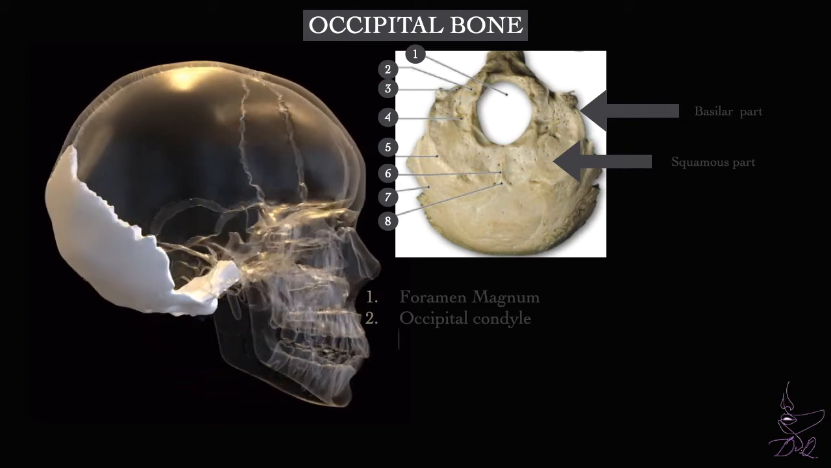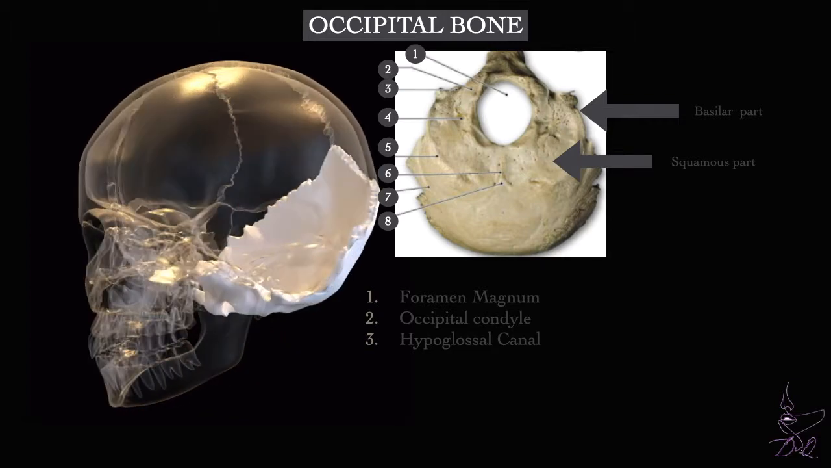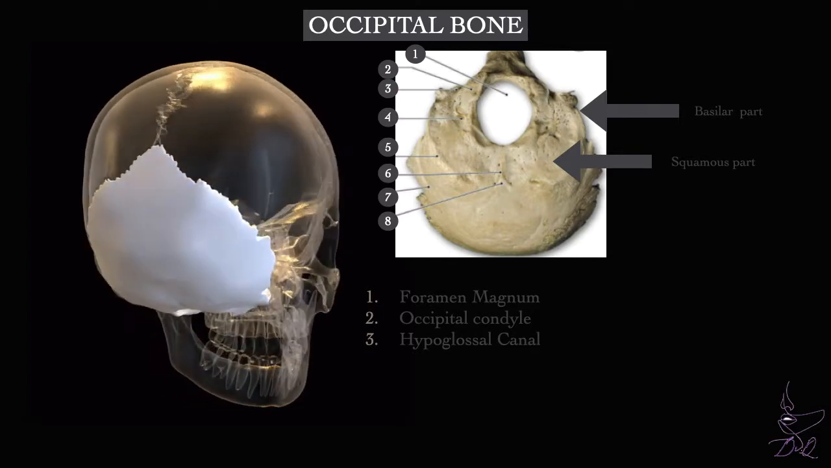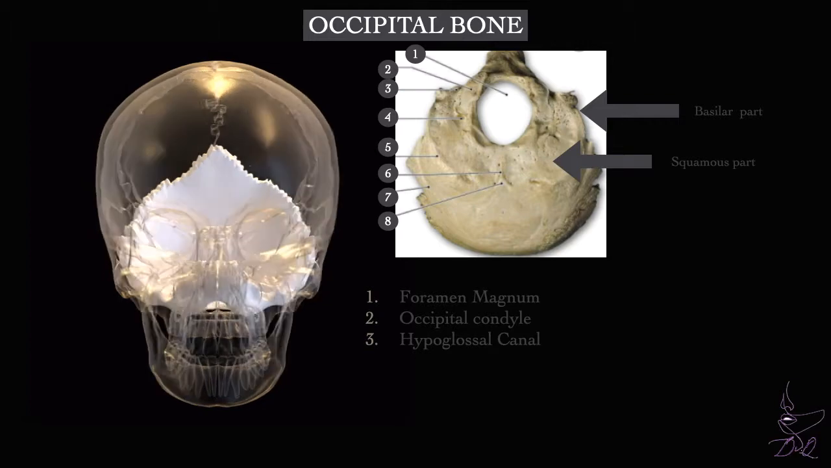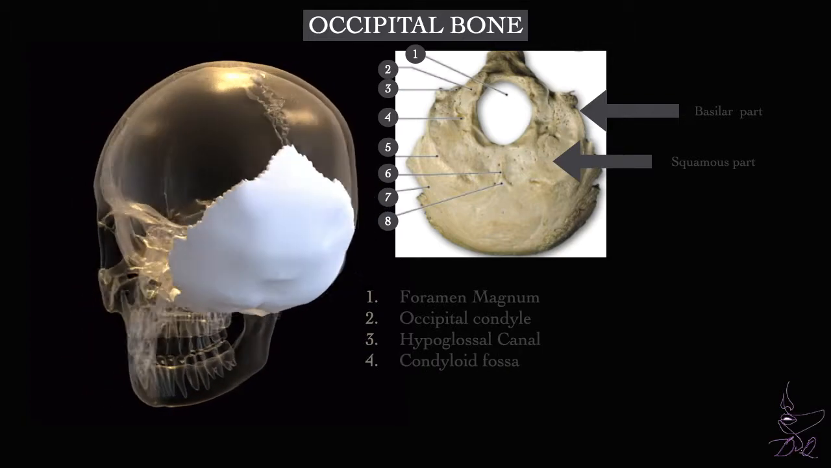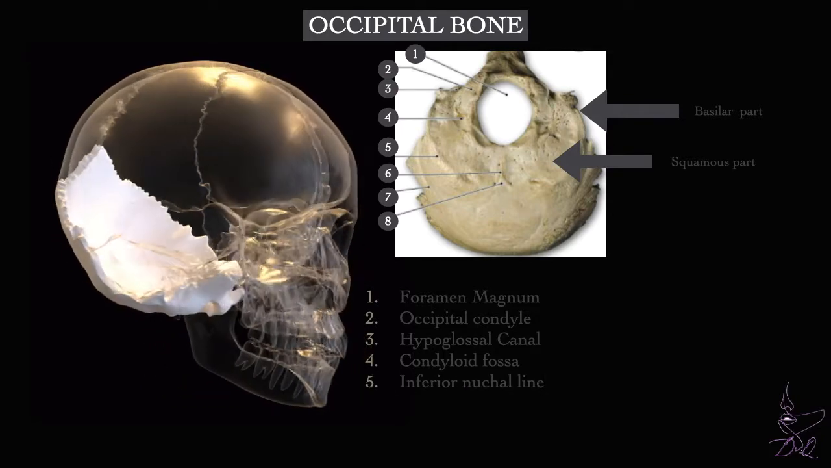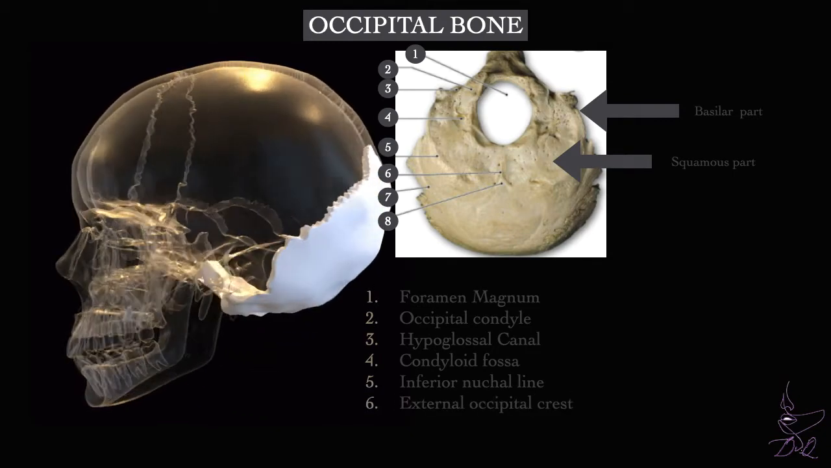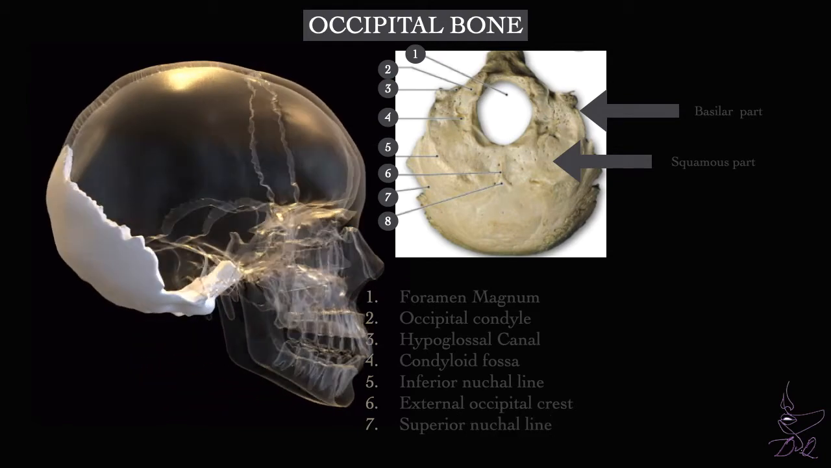Now just anterior and lateral to the foramen magnum on both the sides are the hypoglossal canals for the passage of the hypoglossal nerve. Behind either condyle is a depression, that is the condyloid fossa. Now on the posterior part of the squamous part is the external occipital protuberance, and beneath it lie two curved lines, which are called the superior nuchal line and the inferior nuchal line.